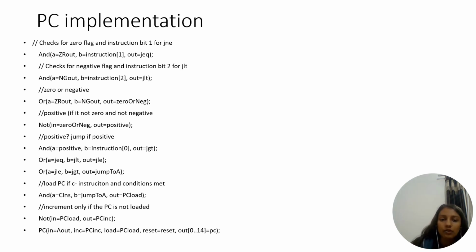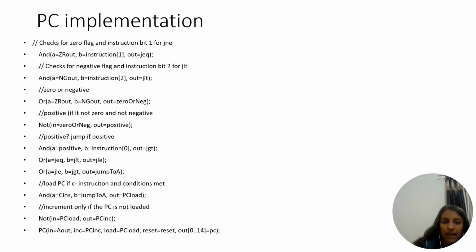Then we have the NOT gate, which will ultimately give the opposite output of that OR gate, which is going to be positive, because the output is going to be negative or 0, and the opposite of that is going to be positive.